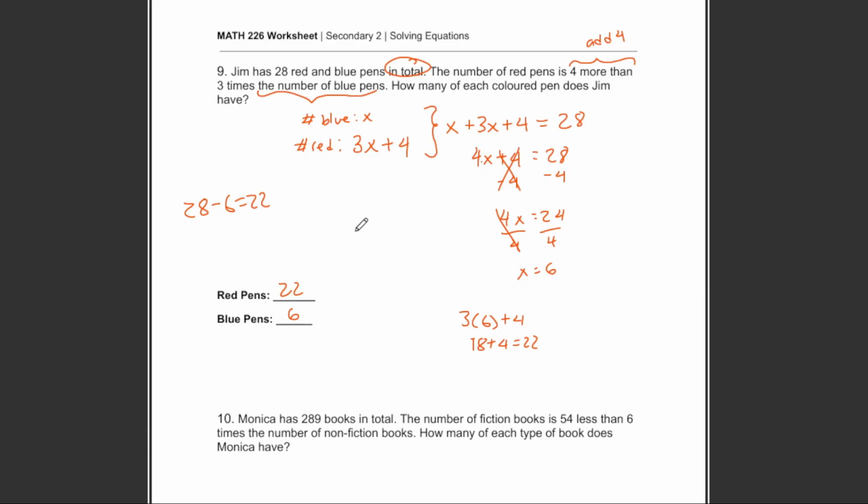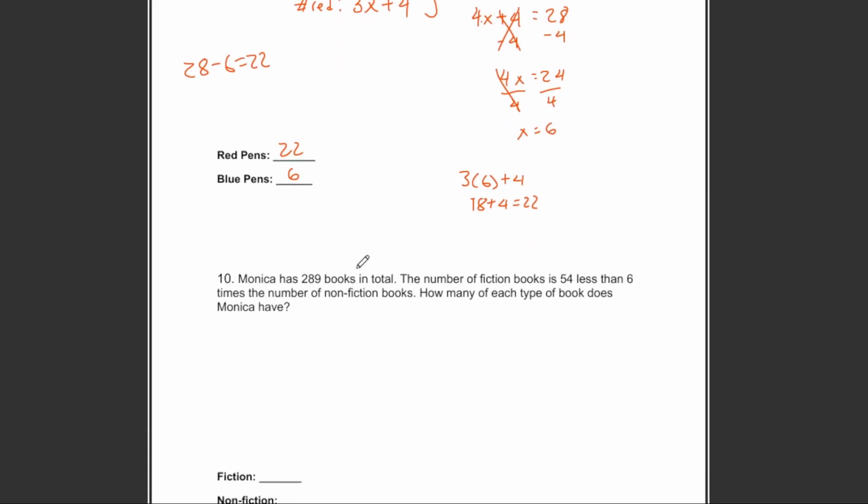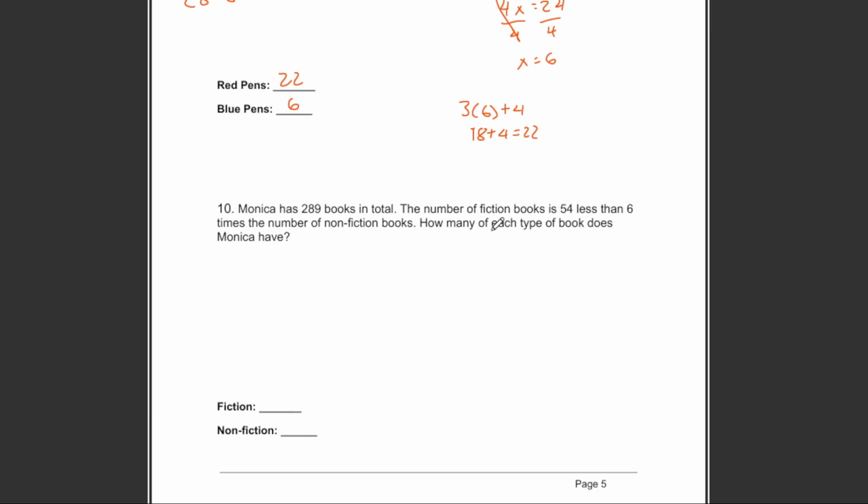Okay, question 9. So Monica has 289 books in total, right? The number of fiction books is 54 less than. So 54 less than what, right? So remember, when I say less than, that means we're not doing 54 minus something, okay? When I say 54 less than, that means I'm going to subtract 54 from something. What am I subtracting it from? I'm subtracting it from 6 times the number of nonfiction books.